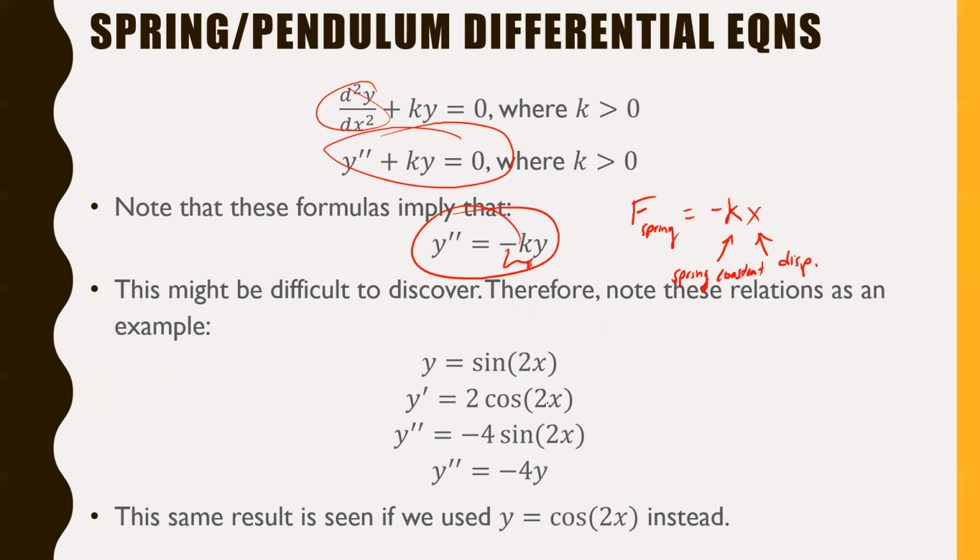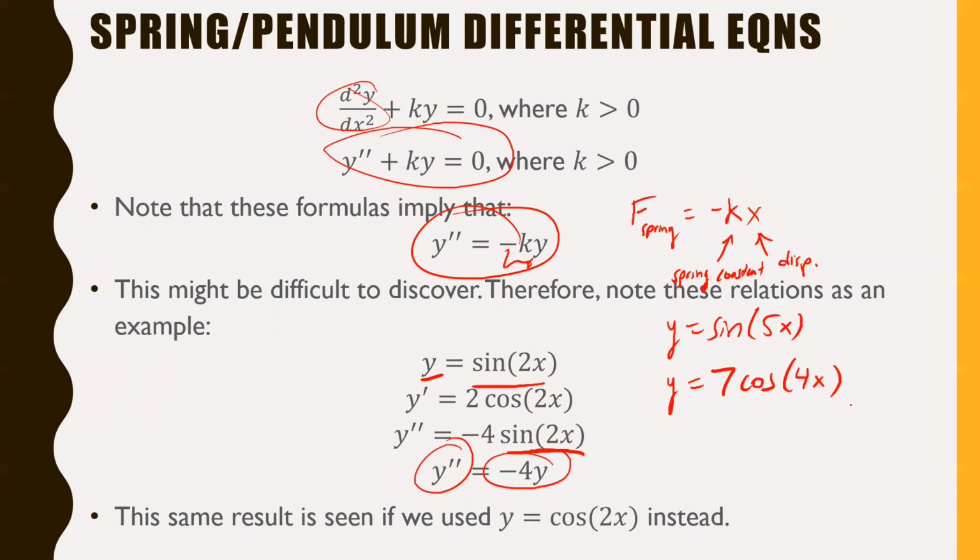negative sine 2x. Once again, multiplying by the derivative of the inside, so multiply by 2 again, now you have negative 4 sine 2x. Notice the original function was sine 2x, and the second derivative contains that function. So therefore, we could say that the second derivative is negative 4 times y. This same result would have been seen if we had used y equals cosine 2x instead. We would have seen a similar result if we had said something like y is equal to sine 5x. You would have also seen a similar result if you had y is equal to 7 cos 4x, just throwing numbers in there, right?